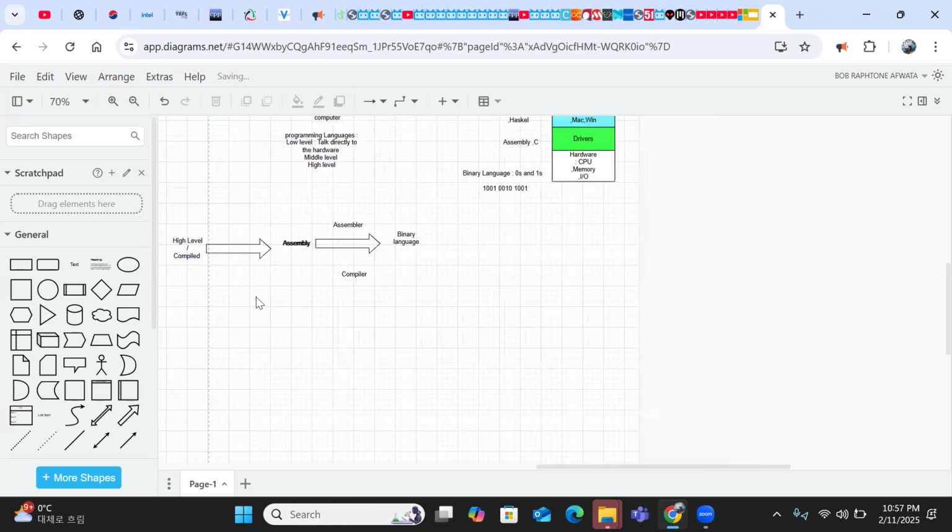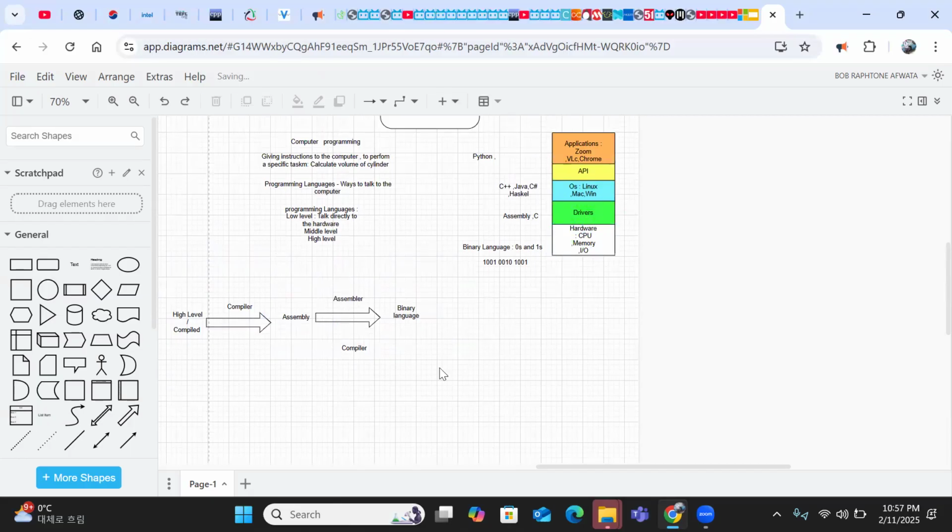So we have high level code like C++ or Java, and then they are converted using a program called a compiler. The compiler converts C++ into assembly, and then assembly uses the assembler to produce binary language. And then binary language is the one which the computer will understand. Are we together? Yes.